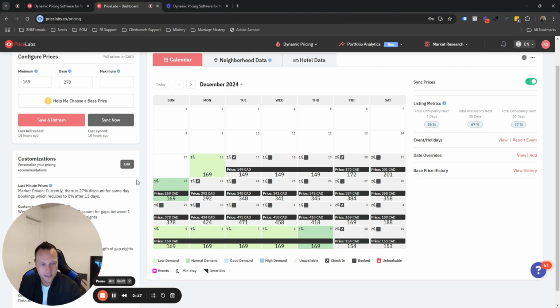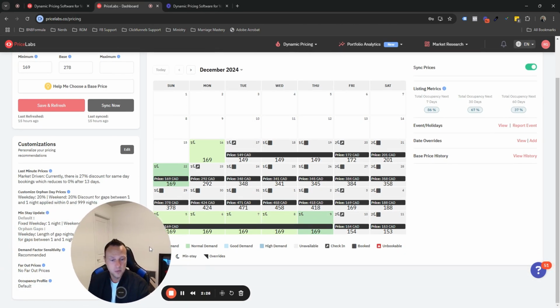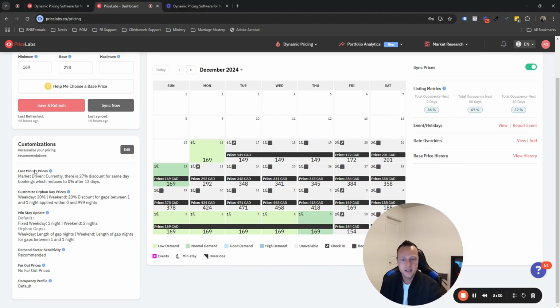So not only does it adjust the prices for you based on demand and all that stuff, but it also gives you the ability to set up custom rules. Okay, I'm going to move my screen over here real quick. But you can have last minute prices set up, all right? So if somebody books in the very last minute, you can have discounts in place so you can book those nights up. You can have orphan day prices.